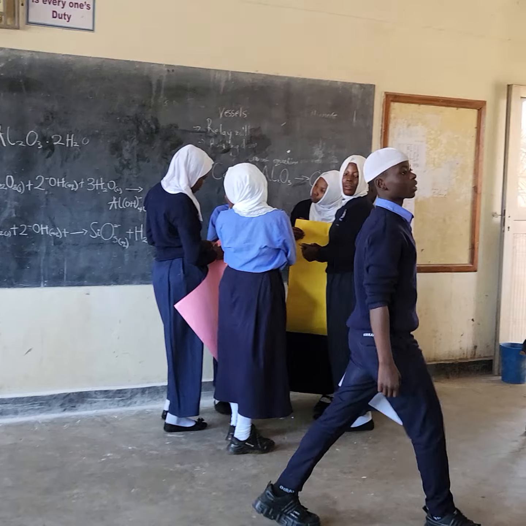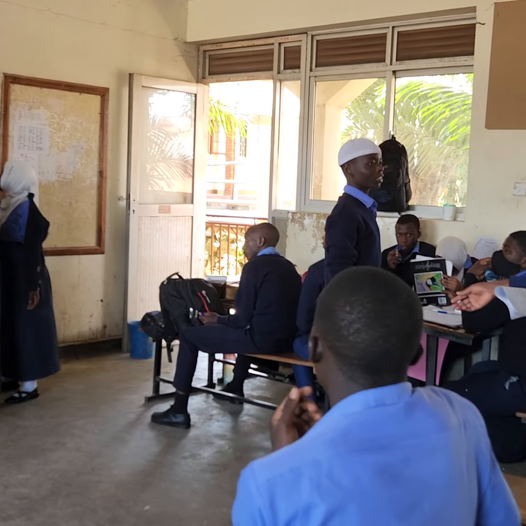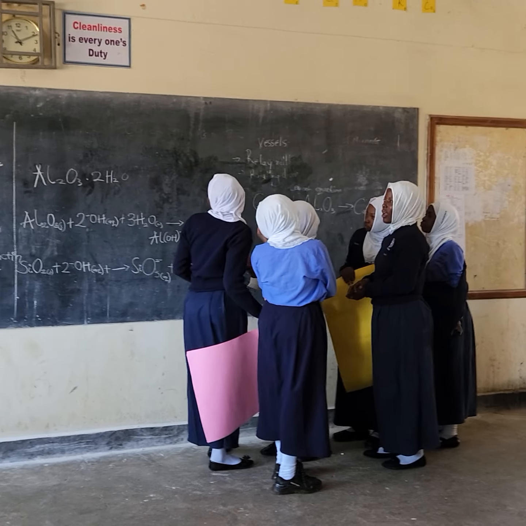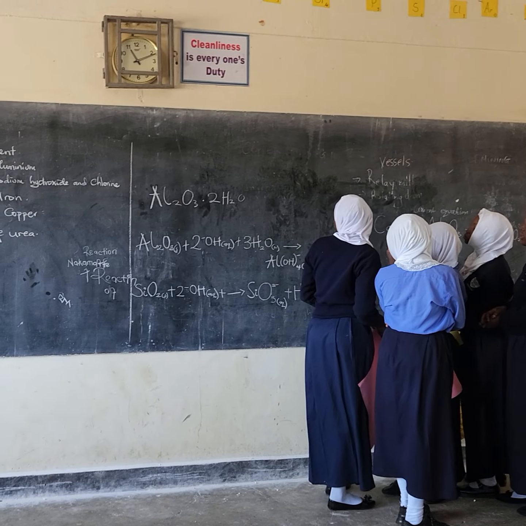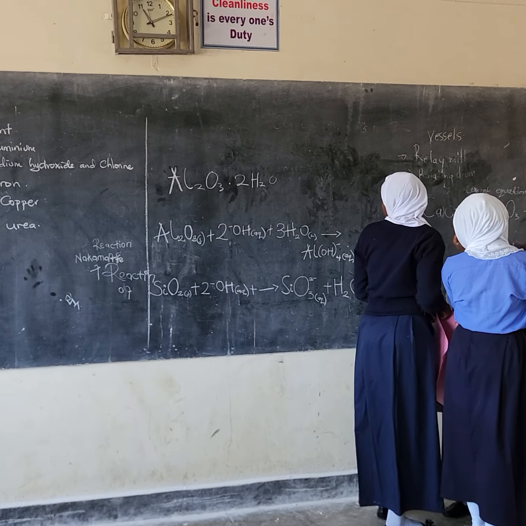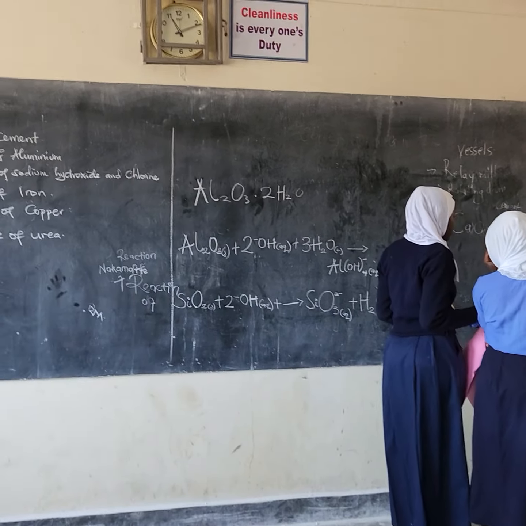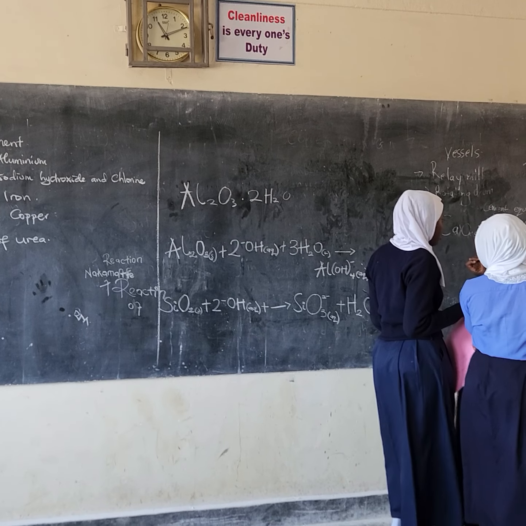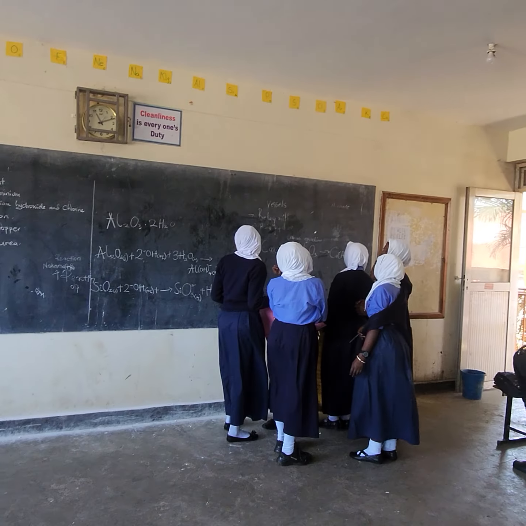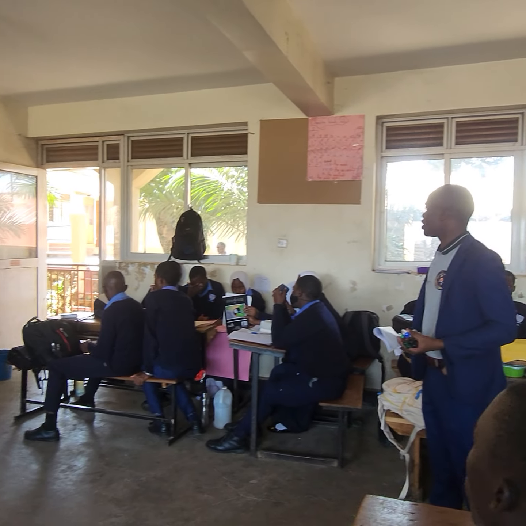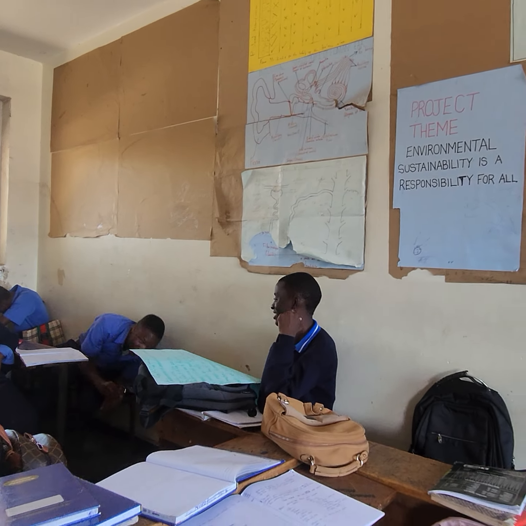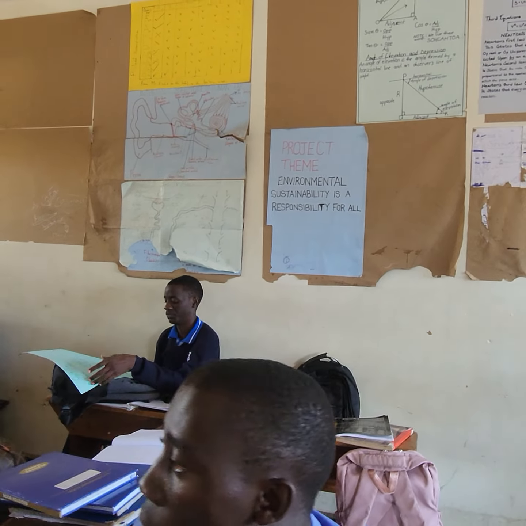So which compound is that? Can you read that compound? Aluminium oxide. Before the dot. Which compound is that? Aluminium oxide. It is aluminium what? Oxide. Dot 2 moles of water of crystallization. Okay, so that is hydrated aluminium oxide.